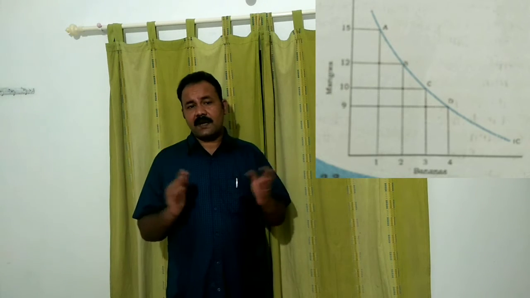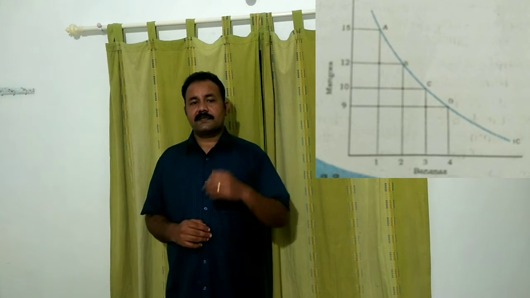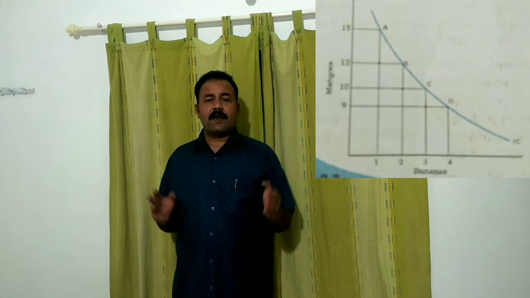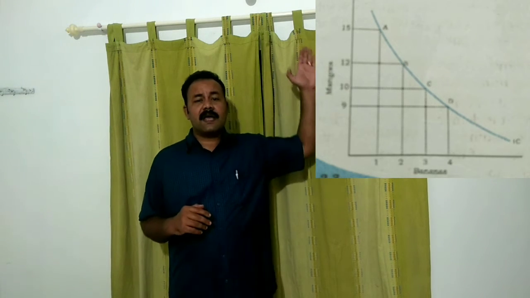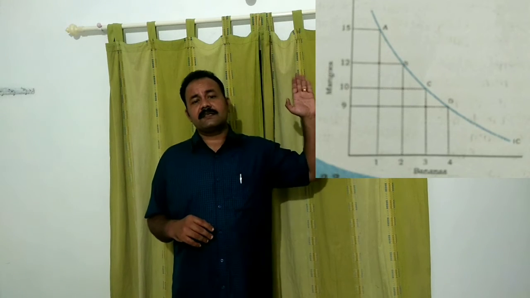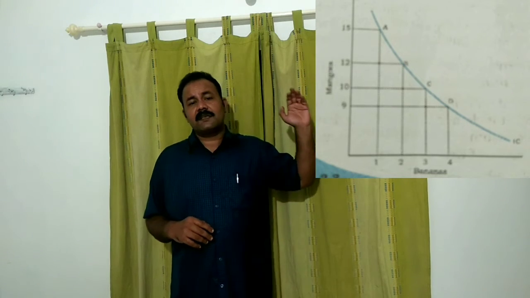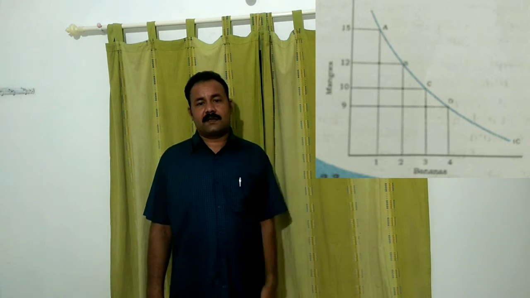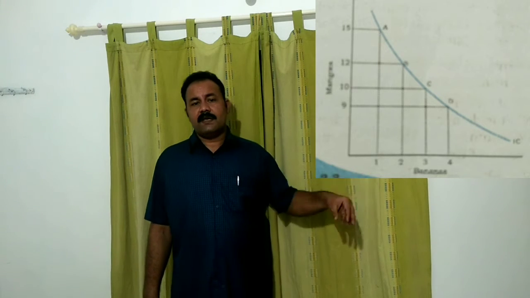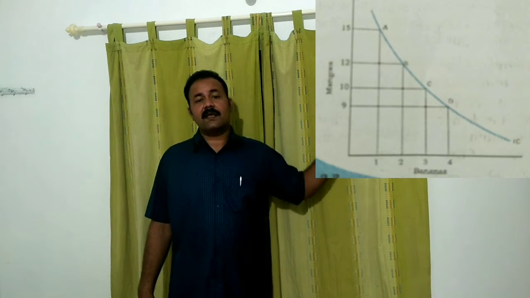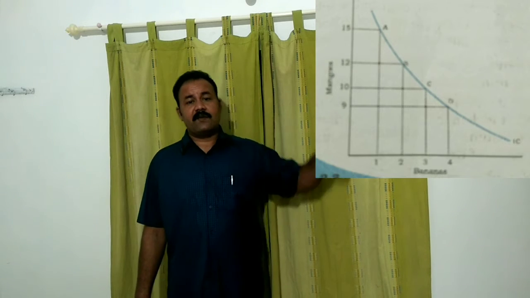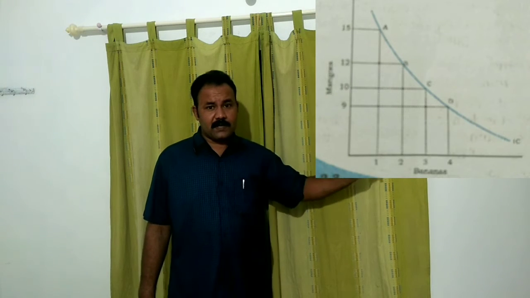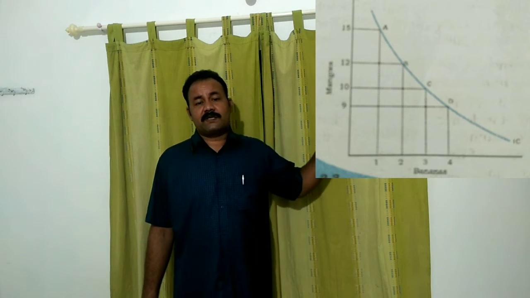Here we are not measuring utility, we are ranking it. Here we can see different bundles, and if we plot these bundles on a diagram, we will get a curve. That curve is known as the indifference curve. Then what does this indifference curve represent? This indifference curve represents points or bundles which give the same level of satisfaction to the consumer.